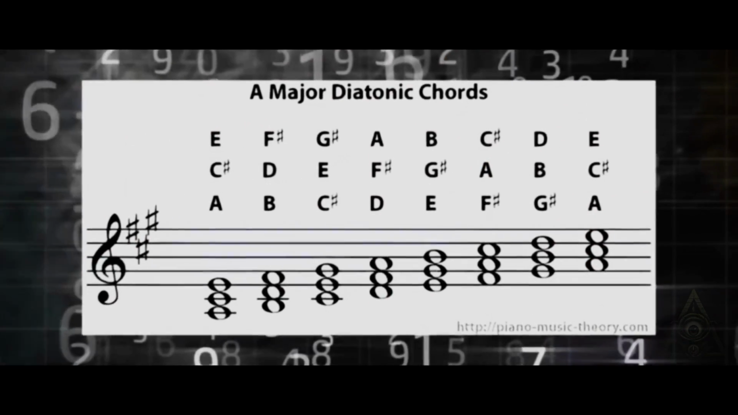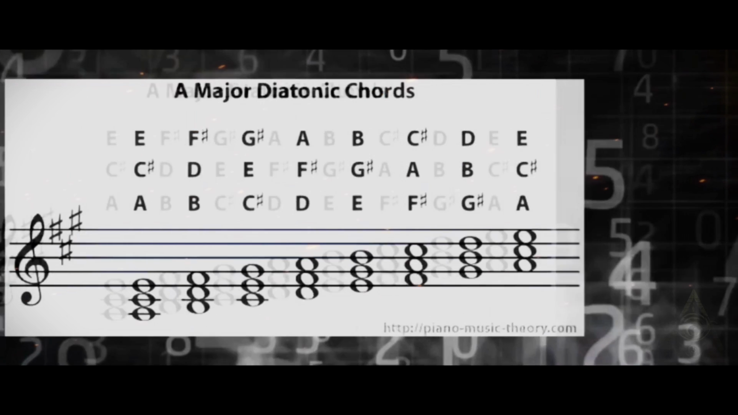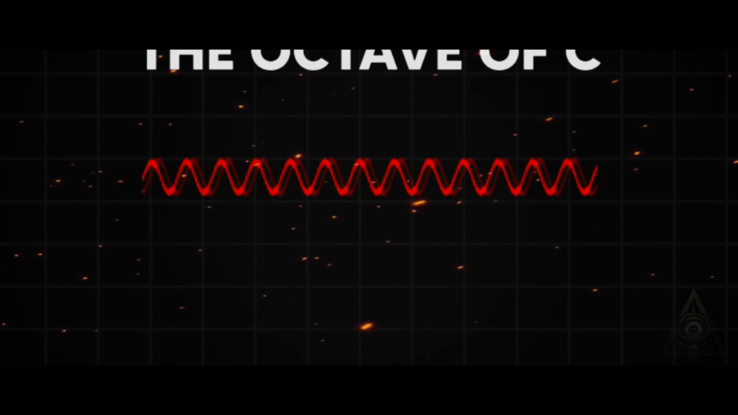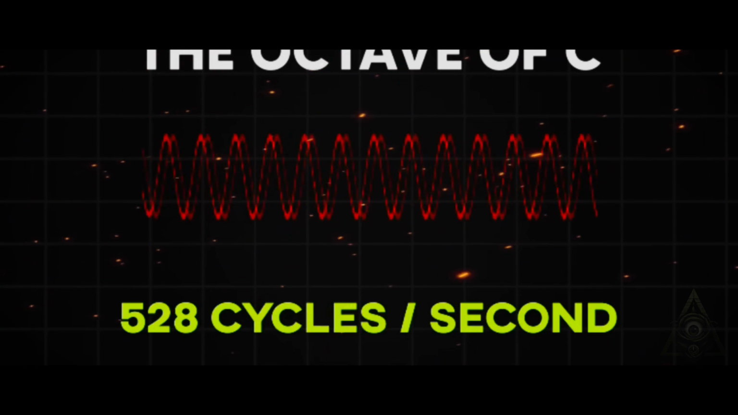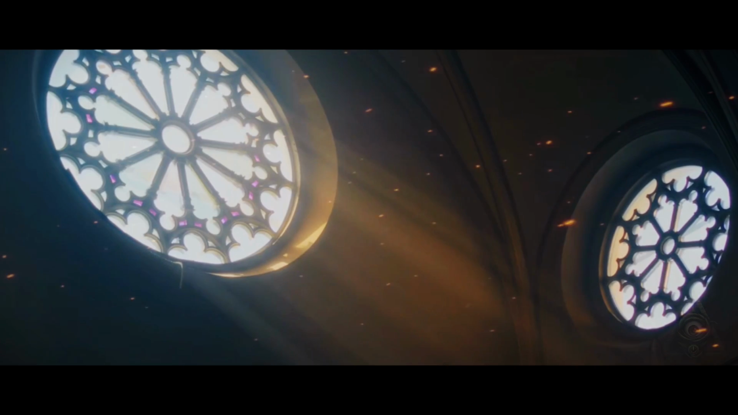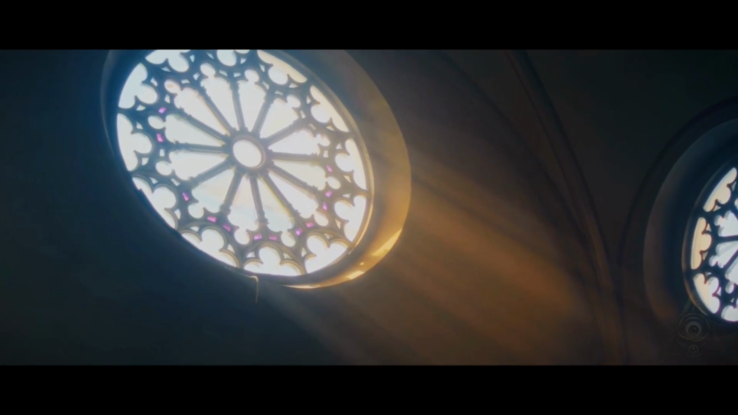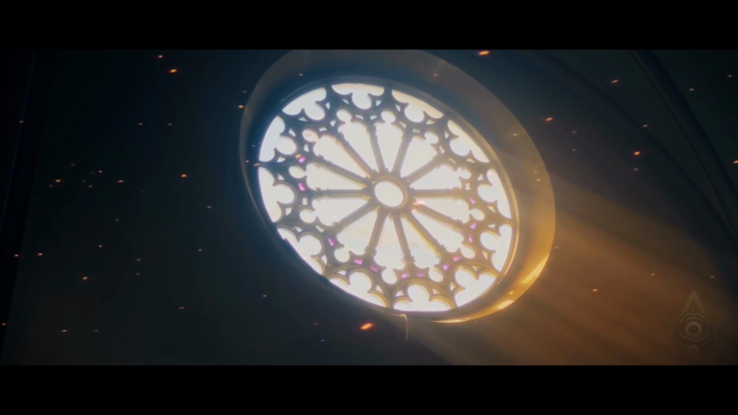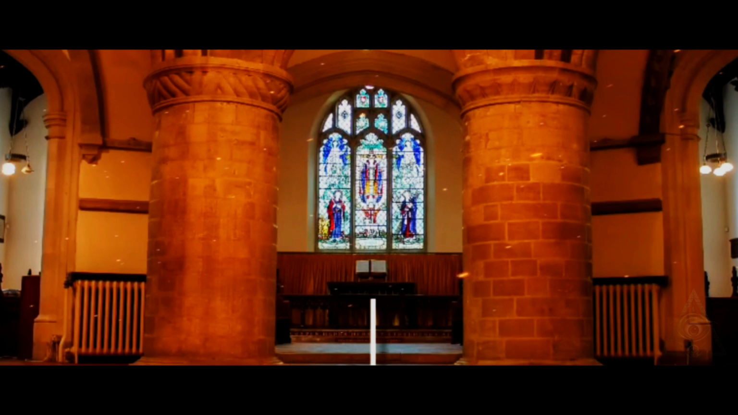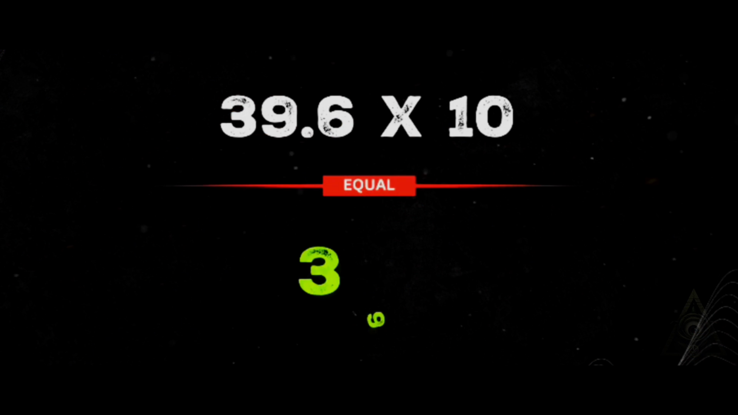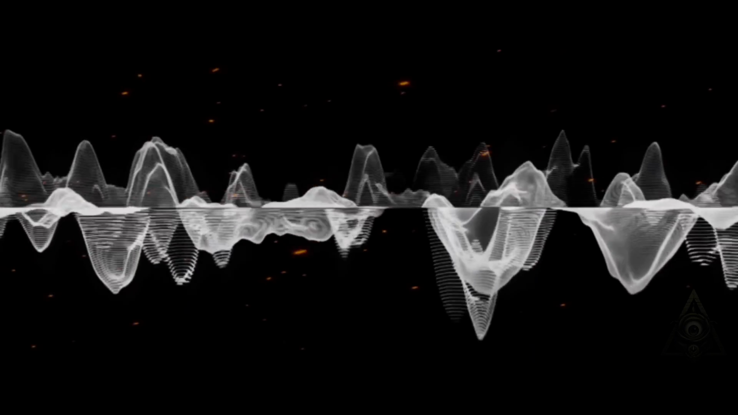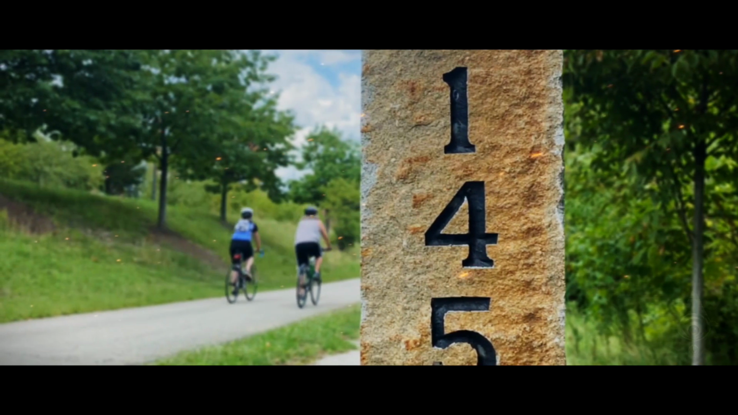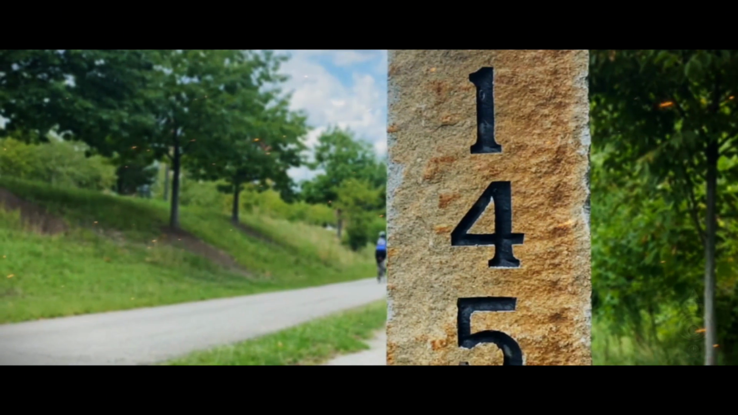Here is the diatonic scale. So you've got, for example, the octave of C vibrates at 528 cycles per second, 528. The G vibrates at 396 cycles per second. So there's G and there's C. The original circular church was 39.6 feet. Take the 39.6 times 10, you have 396, which is the vibrational rate in cycles per second of G. C is 528. Add a zero onto that, now you got the number of feet in a mile.